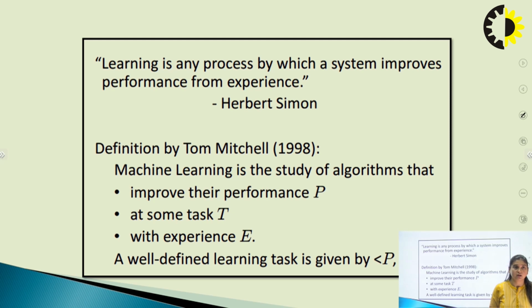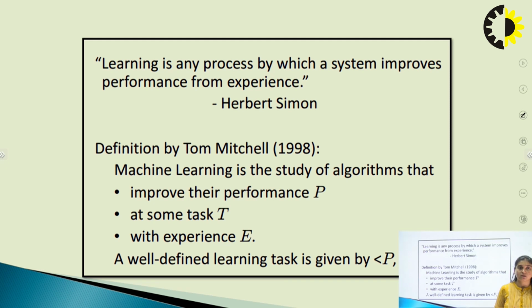So there are several definitions of machine learning given by different researchers, and some of them I listed here in this slide. So first is, learning is any process by which a system improves the performance from experiences. And there is a book written by Tom Mitchell. So he gave several definitions of machine learning. One of the definitions lists three things, that is P, T and E. P stands for performance, T stands for task, and E stands for experience. So he says that machine learning is a study of algorithms that improve their performance P at some task T with experience E.